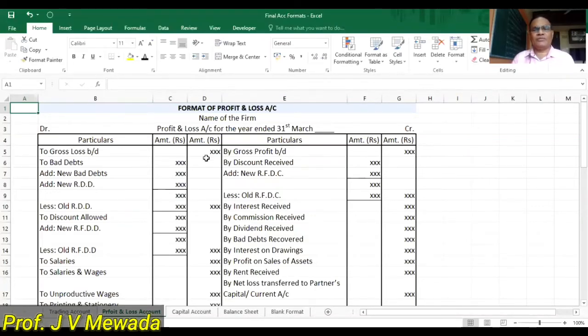Now we'll see the next heading, that is the next format of profit and loss account. Here also, if we are showing it separately, then we'll write the name and then we are writing the heading profit and loss account for the year ended 31st March so and so.